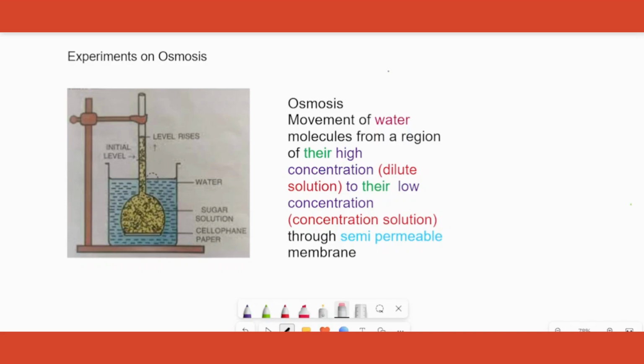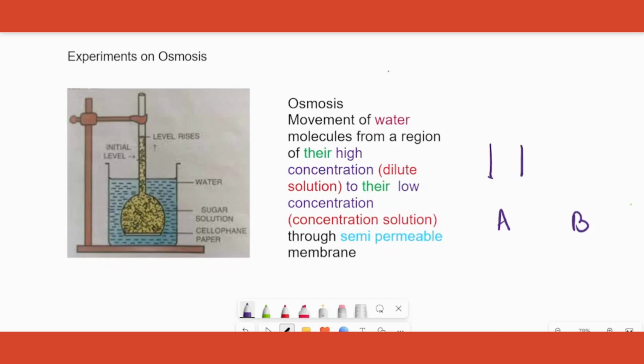Before we look into the definition or the experiment itself, we should understand certain concepts pretty clearly, and they are dilute solution and concentrated solution. What is meant by dilute solution? What is meant by concentrated solution? Please keep in mind that whenever we say something is dilute or concentrated, it is always with respect to some other solution. So we need to take two solutions.